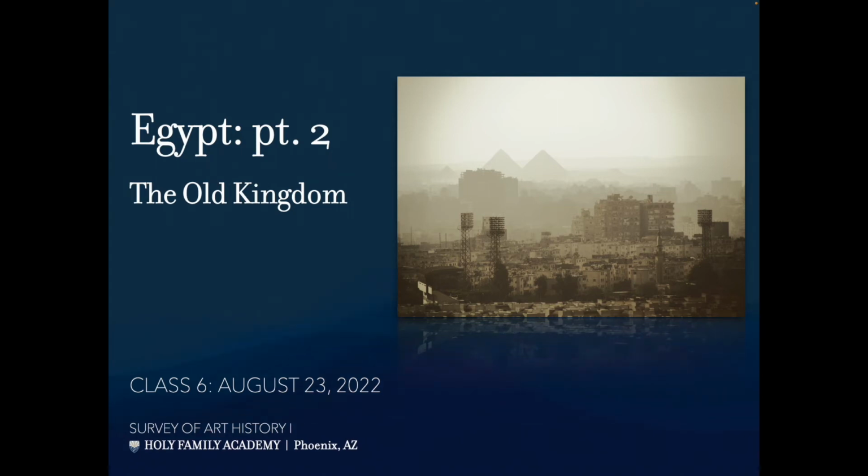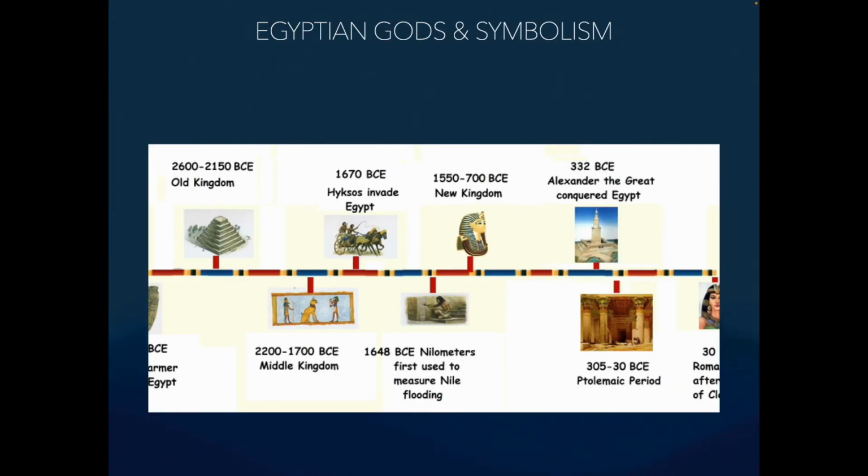By the way, this is what Giza looks like today. Pyramids are not out in the middle of the desert. Okay, so here's where we are. So 3100 BC, the foundation of Egypt, and we're looking basically at the Old Kingdom here. And that goes about 500 years.